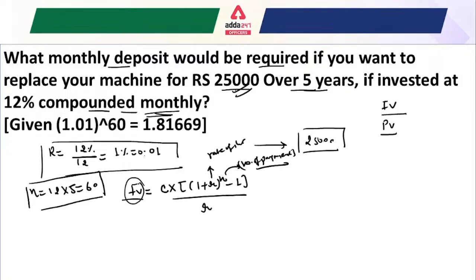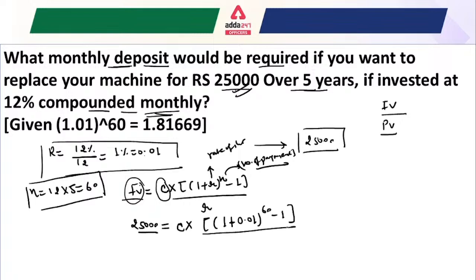So the future value is given as 25,000 rupees, so we write 25,000 rupees here, and we have to calculate the cash flow, because the question asks what monthly deposit would be required. Now the rate of interest given is 0.01, so write 0.01 here, and it is to the power 60, minus 1, and it is divided by 0.01. Now 25,000 multiplied by 0.01 will be equal to 250, and this will be C multiplied by 1.01 to the power 60 minus 1.